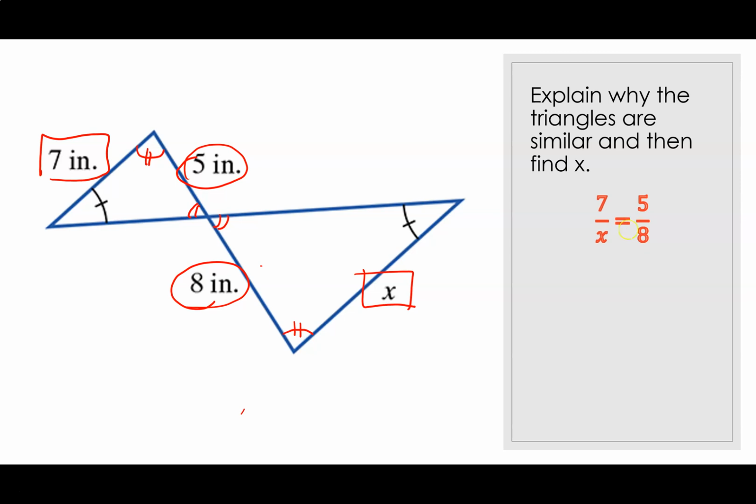How do we solve a proportion? We cross multiply. So that means 5 times x is the same as 7 times 8. That gives you 5x equal to 56. And in order to solve for x, we would undo multiplication by division. So we would have x is 56 divided by 5, which is 11 and 1/5, or we would say 11.2. So x is 11.2 units.